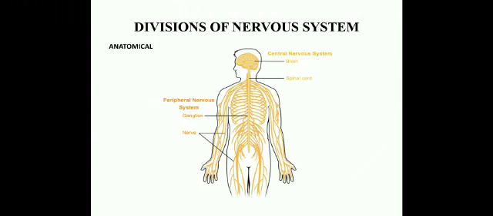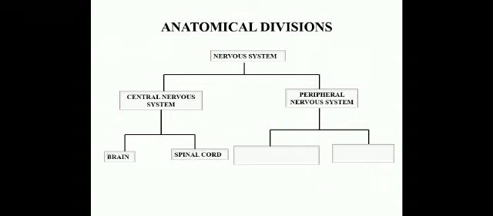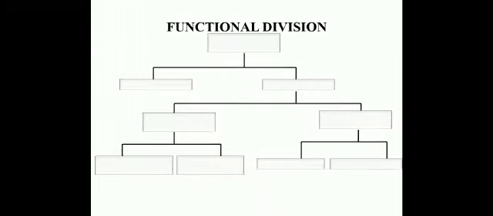Divisions of the nervous system. The anatomical division: the nervous system is divided into the central nervous system and the peripheral nervous system. The central nervous system again includes the brain and the spinal cord. The peripheral nervous system includes 12 pairs of cranial nerves and the 31 pairs of the spinal nerves.